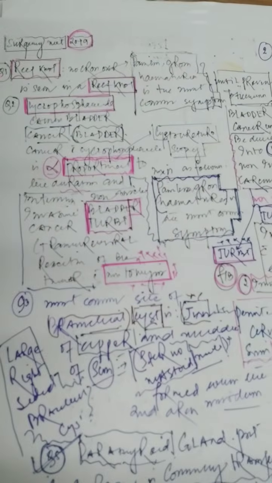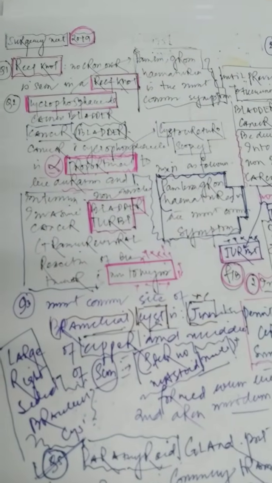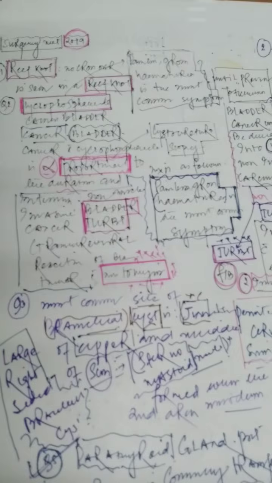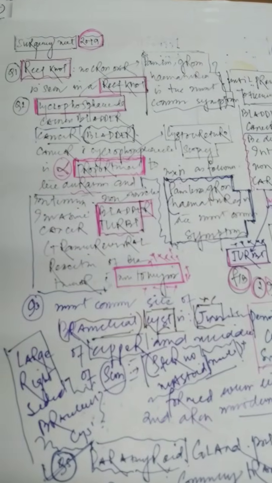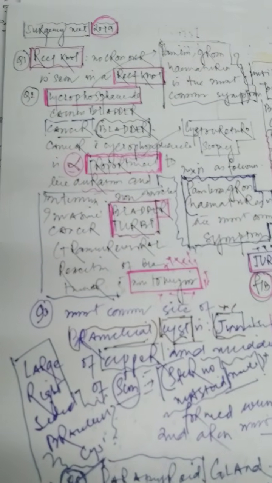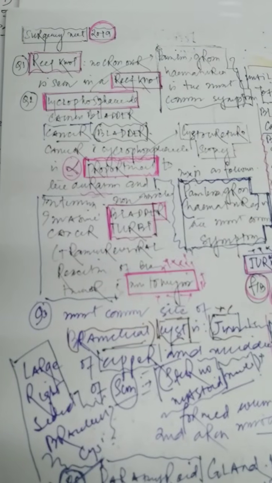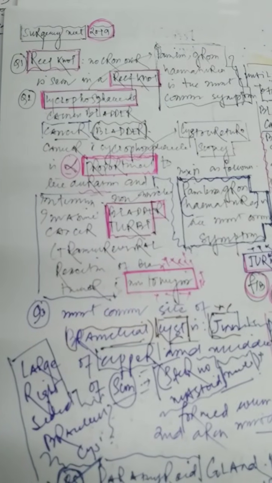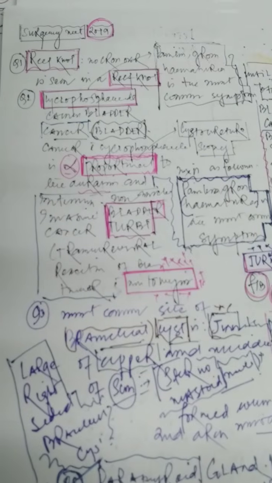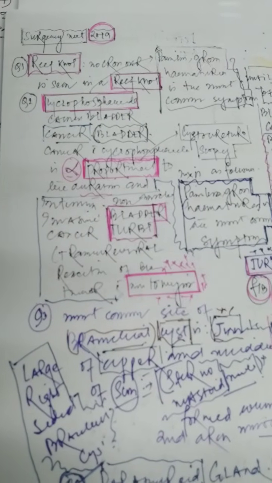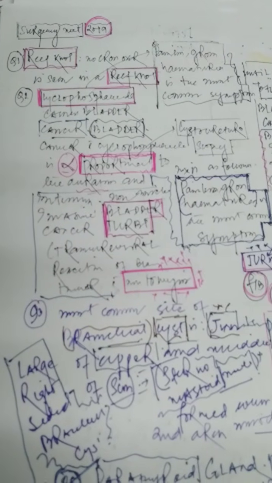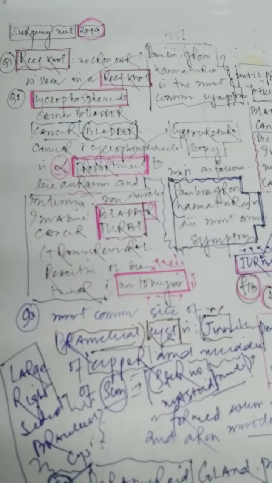Let's discuss some topics. Surgery NEET PG 2019. Now, this question is extremely important: what type of knot is found? There was a given image, and the options were reef knot, square knot or surgeon's knot. The answer is reef knot.